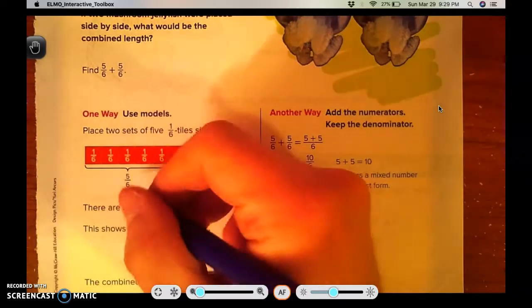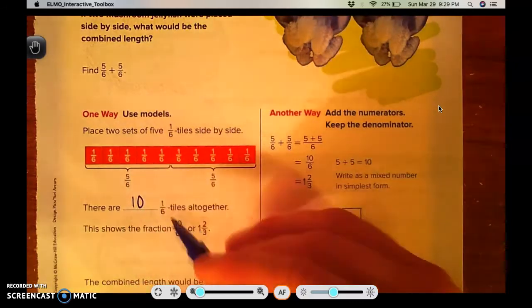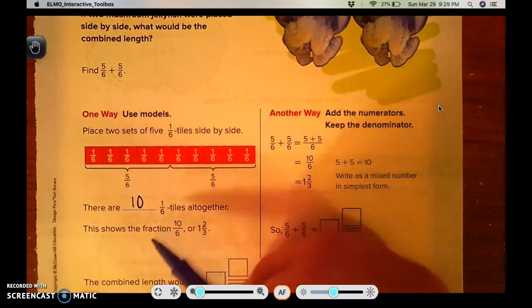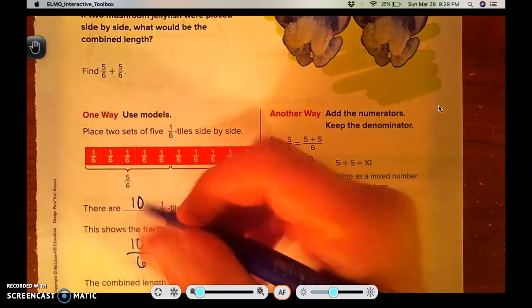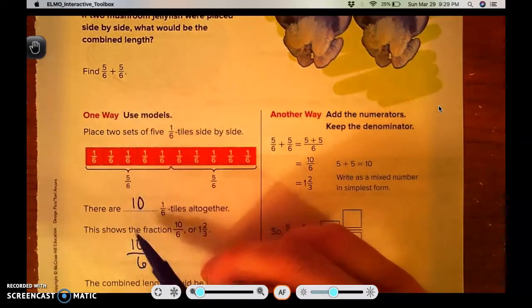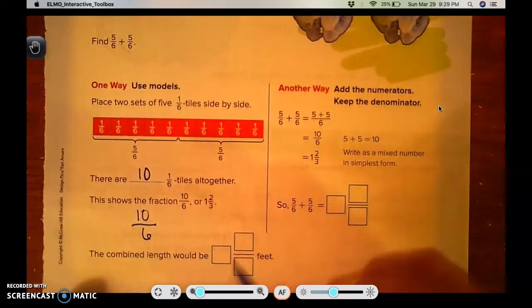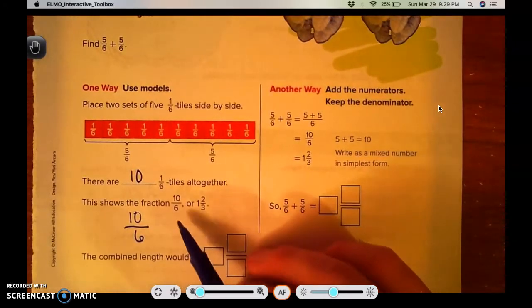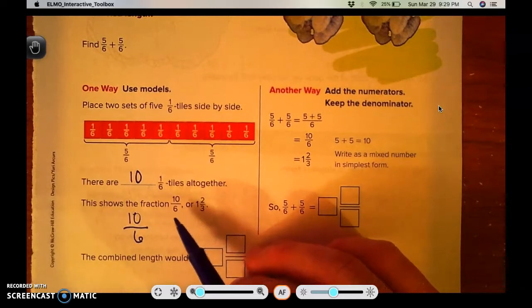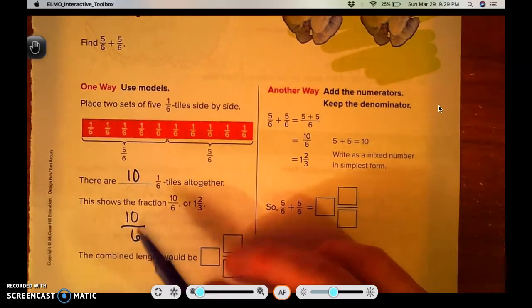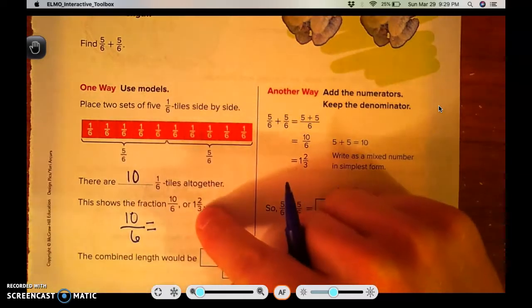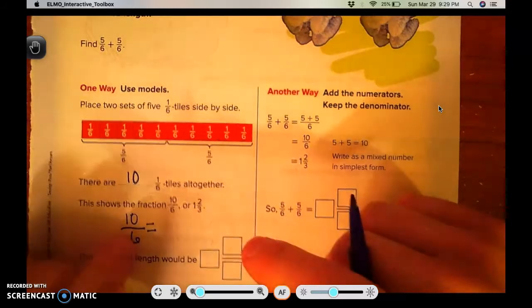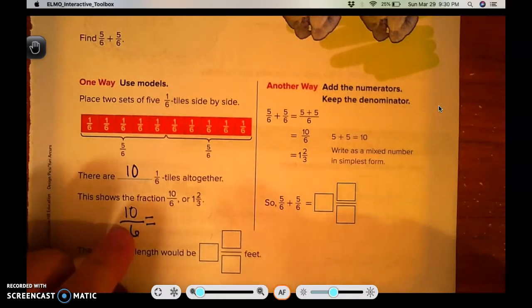So there are 10 sixth tiles together, or 10 over 6. When we put 5 and 5 together, we got 10, 10 over 6. So how did they get this mixed number from this improper fraction, where the improper fraction is the bigger number over a smaller number? All they did to get from here to 1 2/3 was to ask, how much is it going to take me to make one whole, like one whole foot?